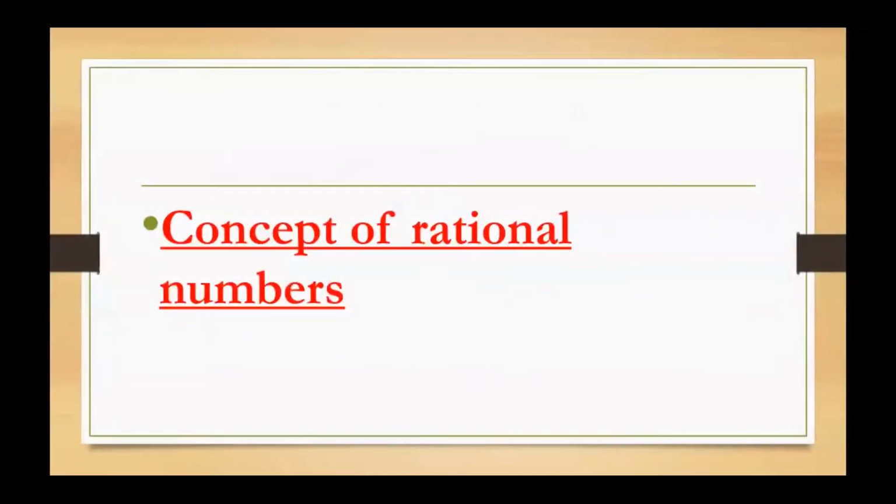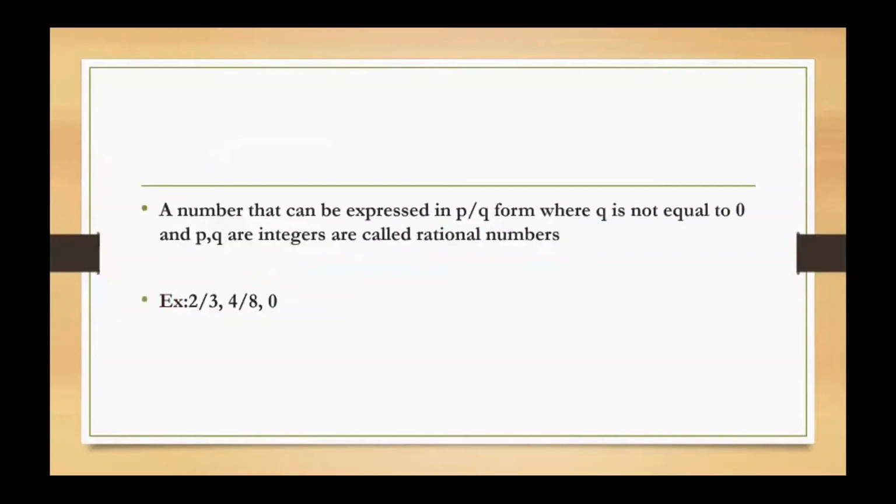Hi friends, today I am here to give a seminar on the concept of rational numbers. A number that can be expressed in p by q form, where q is not equal to 0 and p and q are integers, is called a rational number. Example: 2 by 3 is a rational number, and 4 by 8 and 0 are rational numbers.